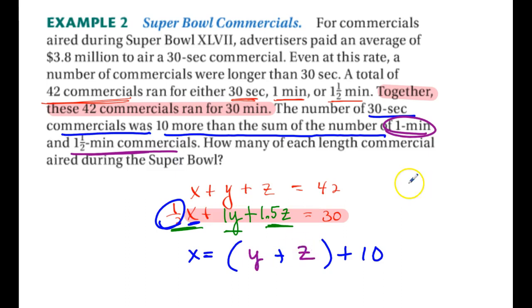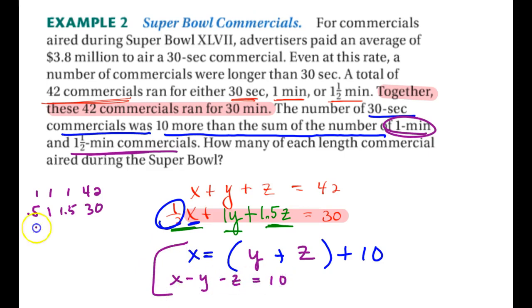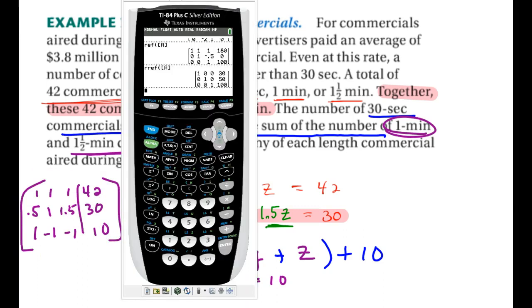All right, so my matrix might look something like 1, 1, 1, 42, then 0.5, 1, 1.5, 30. Oh, I need to get all the variables on the same side. So this last one is going to be x minus y minus z is equal to 10. So I can get a 1, -1, -1, 10. And I'm going to see if I can go edit my matrix. It's still a 3 by 4.